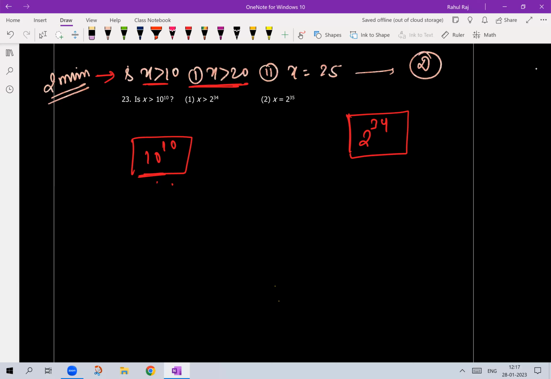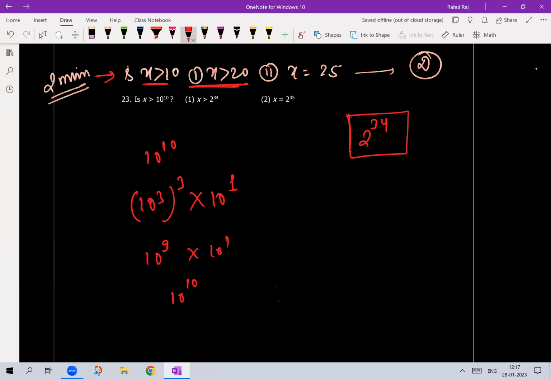If at all you can't bring the same base value, imagine, can I write 10 to the power 10 as (10 to the power 3) to the power 3 into 10 to the power 1? Can I write this? Because when you remove the bracket, it becomes 10 to the power 9, and this is 10 to the power 1. When you bring the base the same, it becomes 10 to the power 10. So I can 100% write 10 to the power 10 as (10 to the power 3) to the power 3 into 10 to the power 1. 2 to the power 34, what can I write? Can I write (2 to the power 10) to the power 3 into 2 to the power 4?